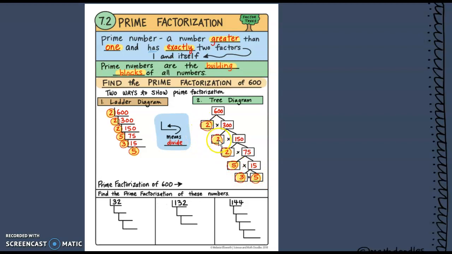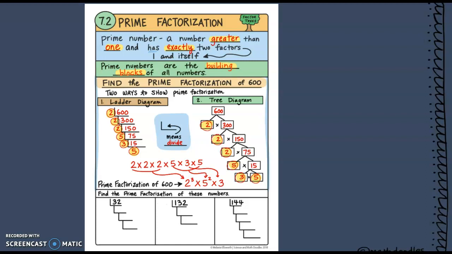So 2 times 2 is 4, times 2 will be 8. 8 times 5 will be 40. 40 times 3 will be 120, and 120 times 5 will be 600. So again, that's 2 times 2 times 2 times 5 times 3 times 5.